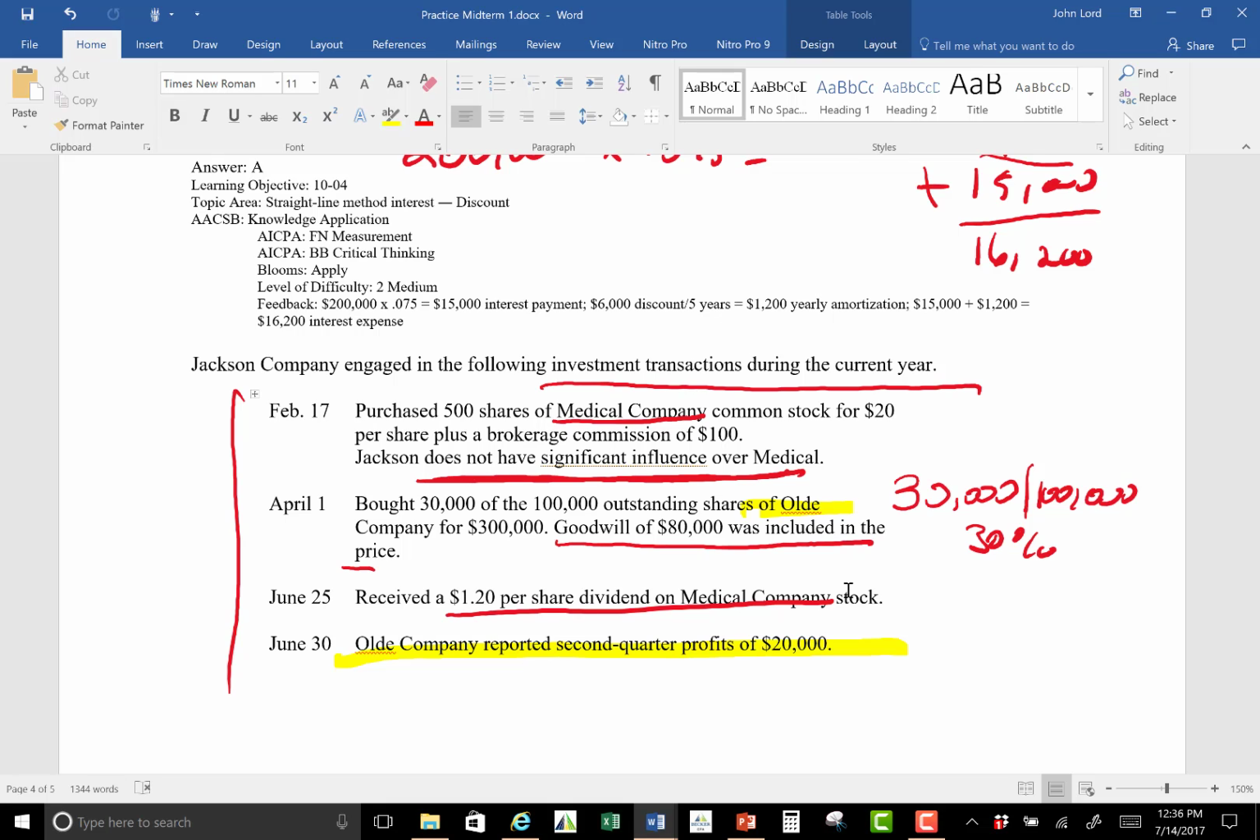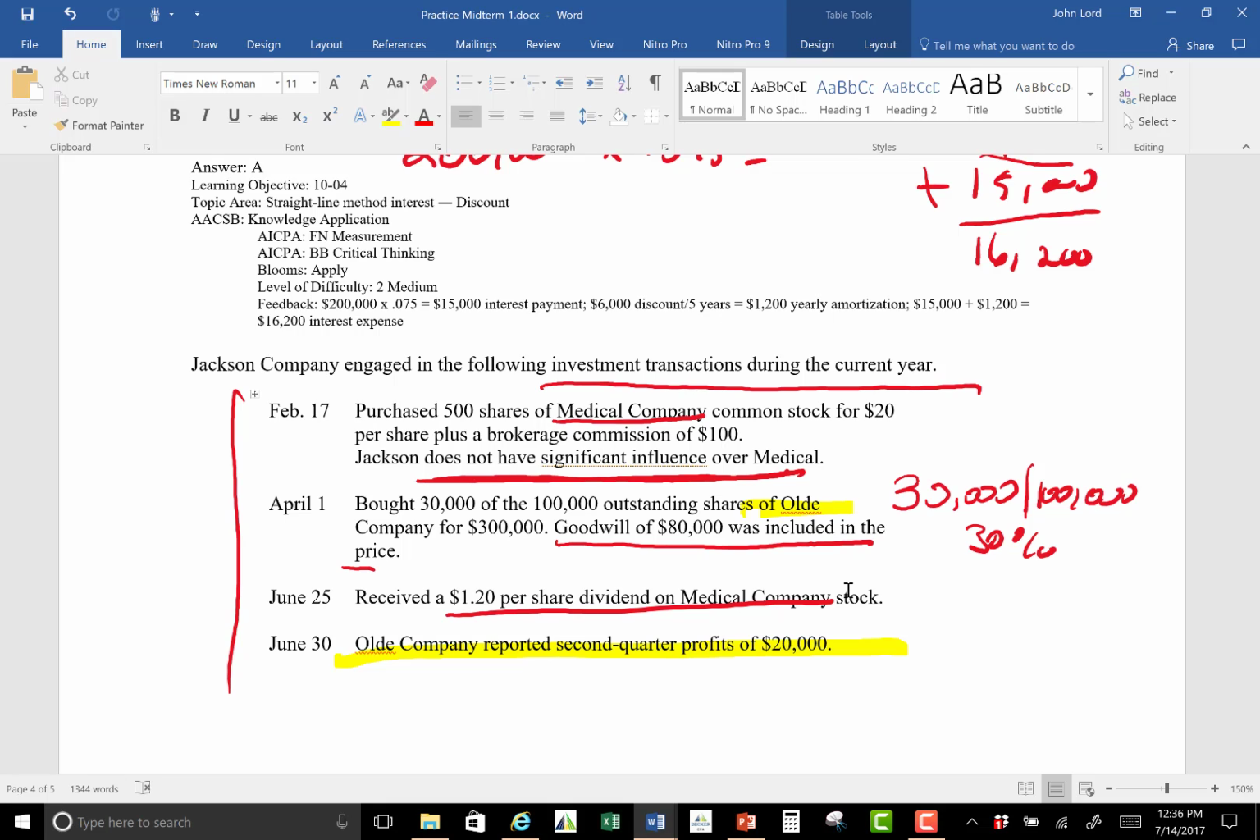You don't want to put it in trading. You don't want to put it in held to maturity. Available for sale is what you use when you don't want to put it in trading. Obviously, it's not held to maturity because it's a stock.